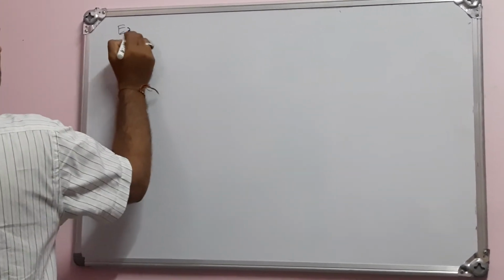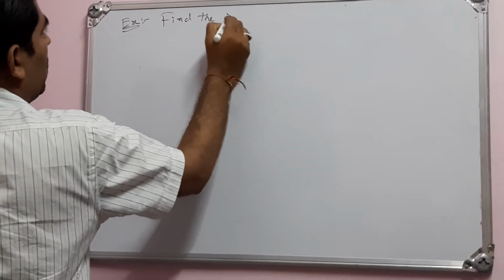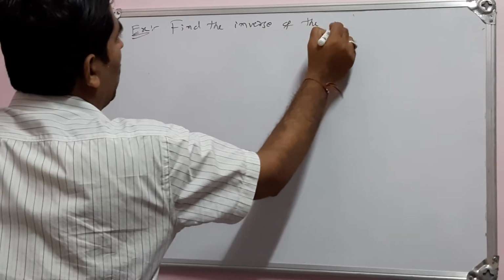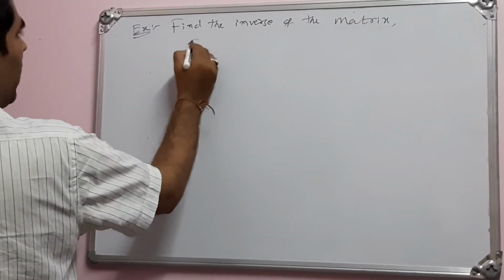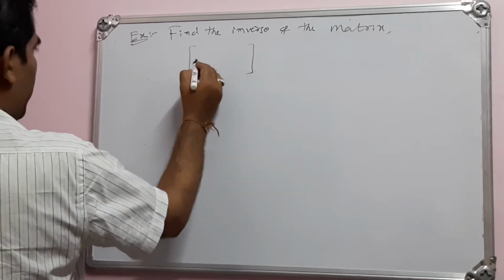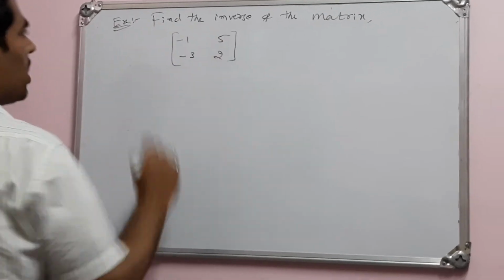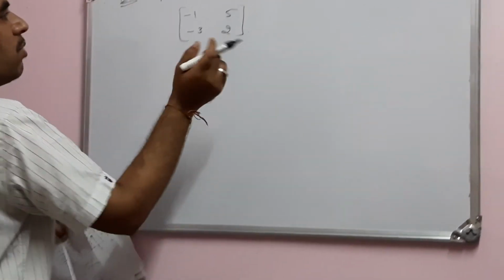Okay, one example. Find the inverse of the matrix. I will take a 2 cross 2 matrix in this class: minus 1, 5, minus 3, 2. Find the inverse of the matrix. Okay, the question is like this.